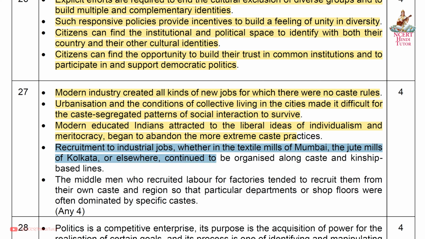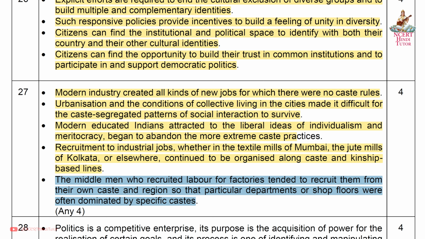Recruitment to industrial jobs, whether in the textile mills of Mumbai, the jute mills of Kolkata, or elsewhere, continued to be organized along caste and kinship based lines. The middlemen who recruited labor for factories tended to recruit them from their own caste and region, so that particular departments or shop floors were often dominated by specific castes. So friends, you can write any 4 points from the given 5.